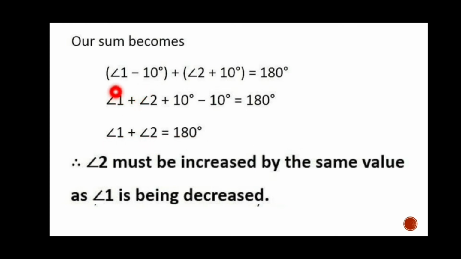So it has been proved that if we decrease angle 1 by 10 degree, we have to increase angle 2 by 10 degree, so that the sum will remain 180 degree. Hence angle 2 must be increased by the same value. Here it is important that angle 2 must be increased by the same value as angle 1 is being decreased.